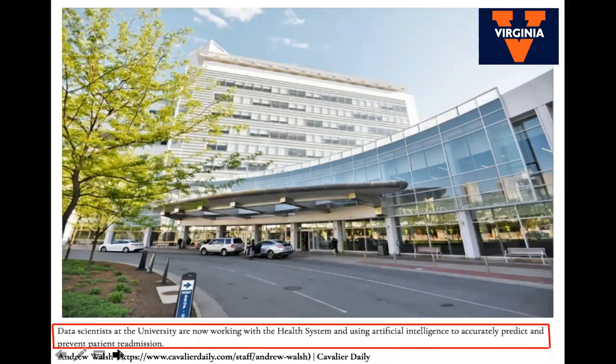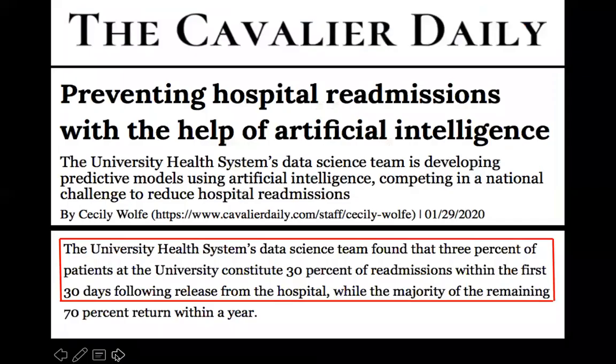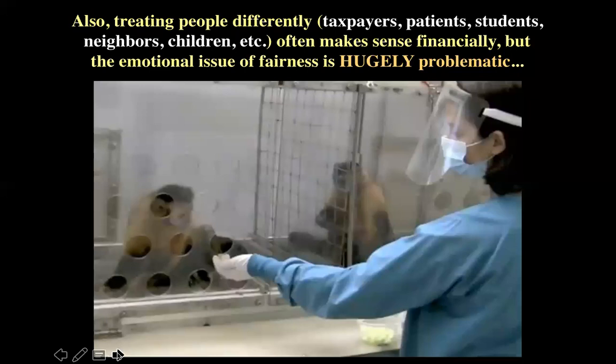Now, UVA is trying to do this more and more. A lot of health systems are really mining their data to see who's costing the health system the most, and how you can go out and find these patients. The 3% of patients at the university constitute 30% of readmissions within the first 30 days, while the majority of the remaining 70% return within a year. Most patients, if taken care of well and who are compliant, they're not going to cost you a whole lot. It's always a minority of patients that are going to cost you a ton.